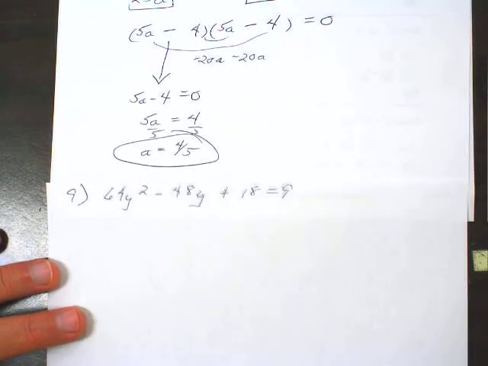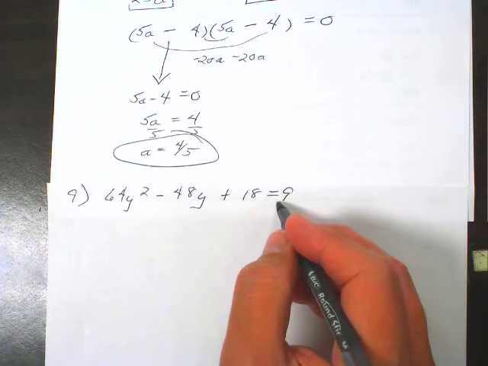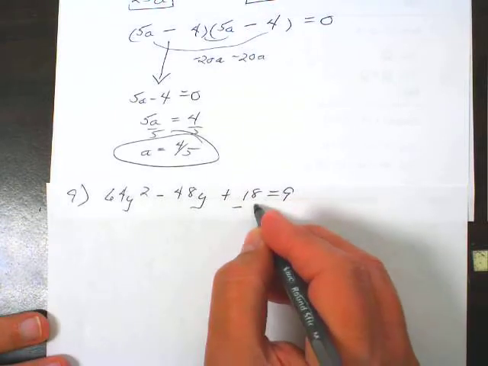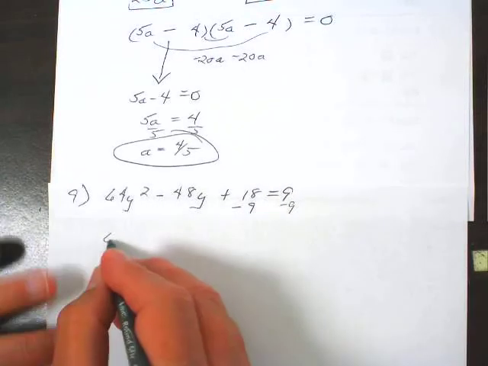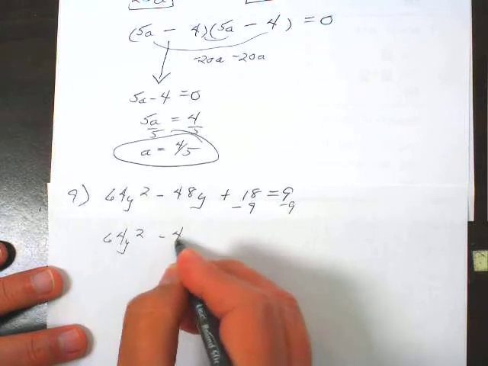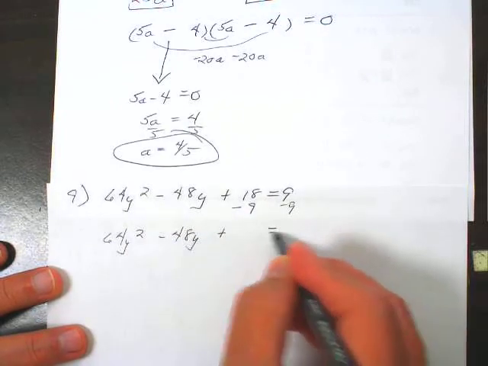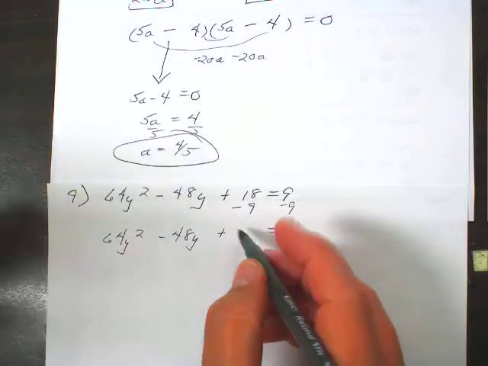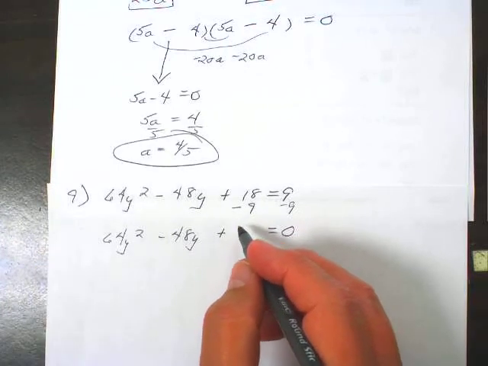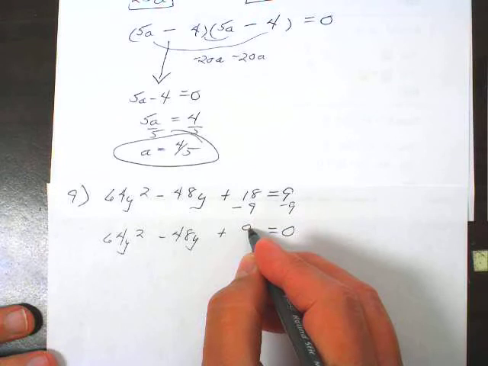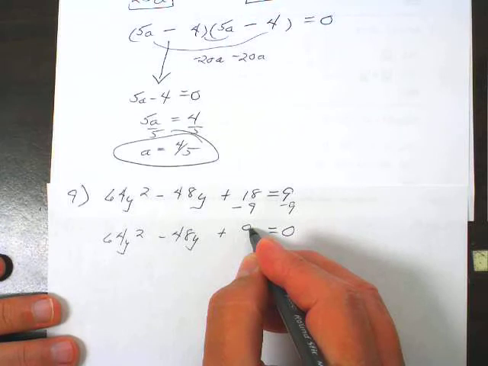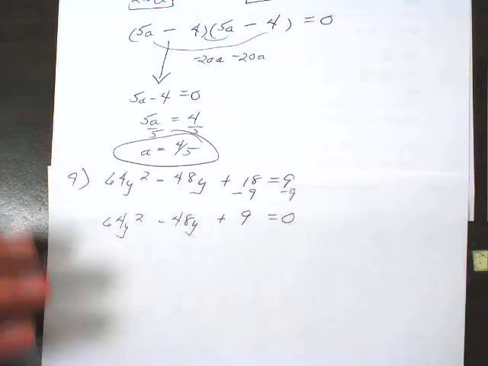So Chase, what do I do to get that 9 to turn into a 0? Okay. Yeah, I'm going to put minus 9 with the 18. So then that will be 0. So what would that become then, Chase? It would be 64y to the second power minus 48y plus 18 minus 9 equals 0. 18 minus 9 is equal to 9.